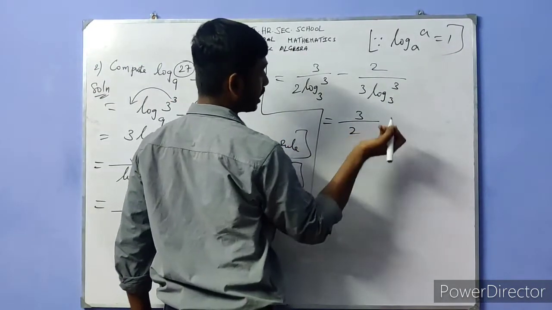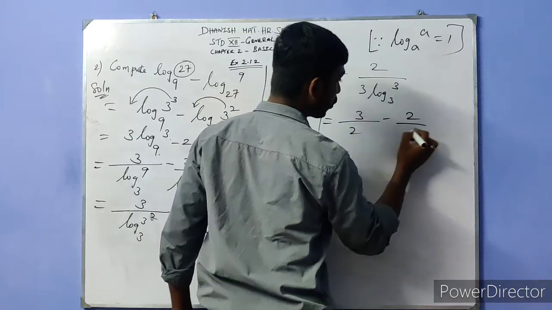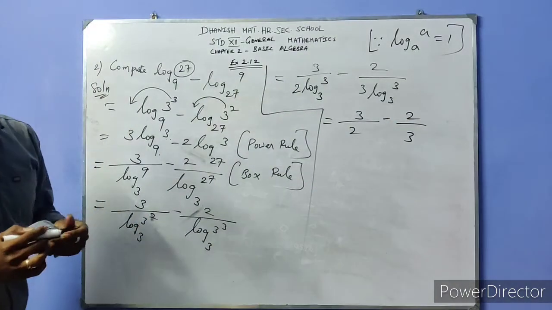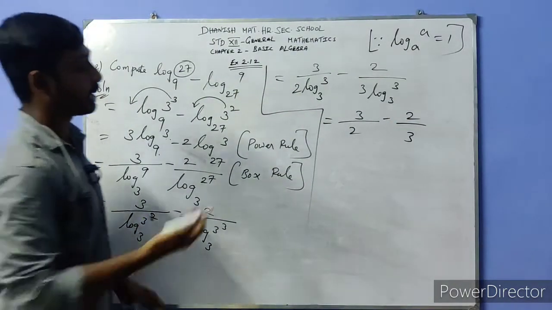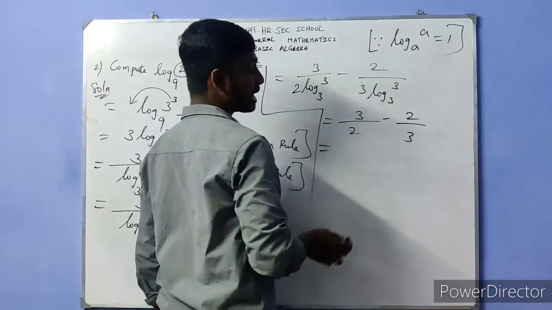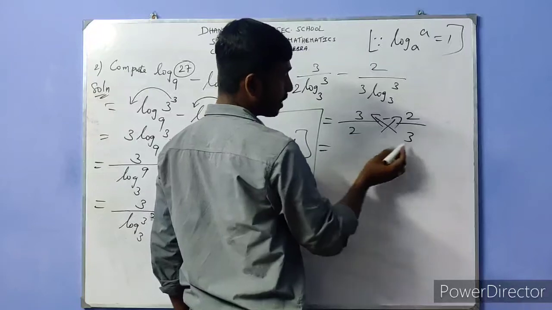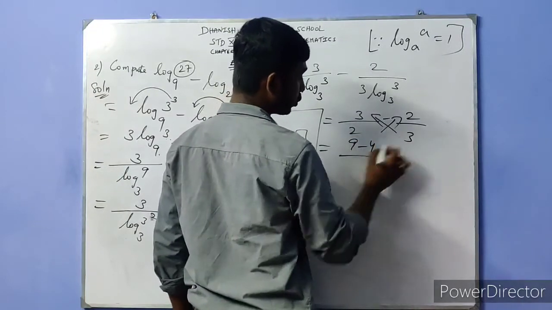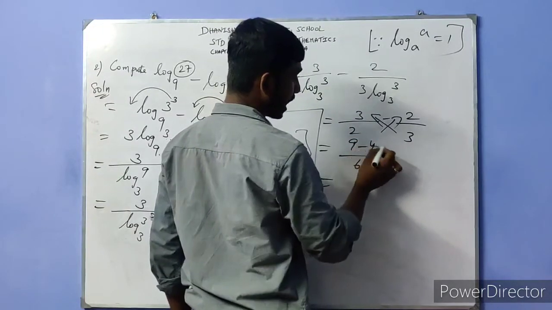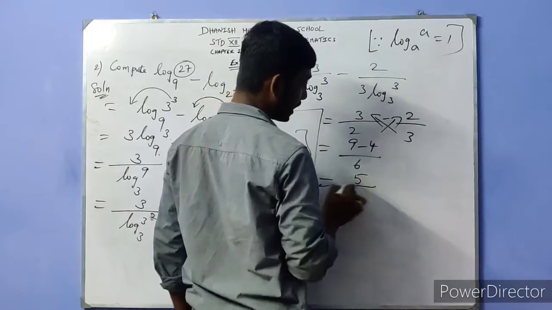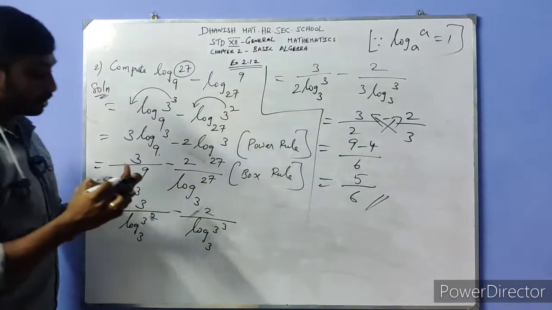You are using this in 3 by 2. Here itself we are using the 2 by 3 value. What is the value we are getting here? 3 by 2 minus 2 by 3. Now taking the LCM or cross multiplying, I am using cross multiply: 3 into 3 is 9, minus 4, divided by 2 times 3, that will be 6. So 9 minus 4 is 5, and 5 divided by 6 is the answer for this question.